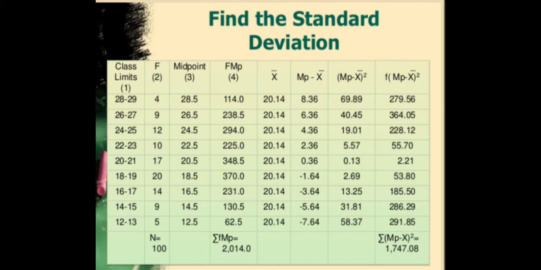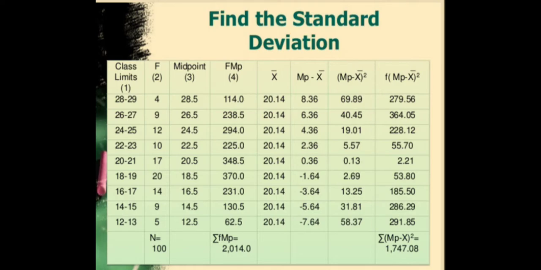Then we have to derive x bar. X bar, the sum of FMP is equal to 2014 divided by 100, that will be equal to 20.14. 20.14 is x bar.